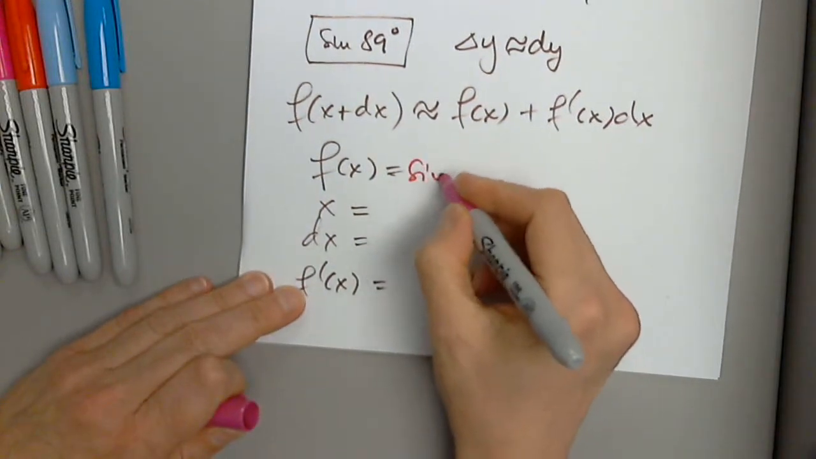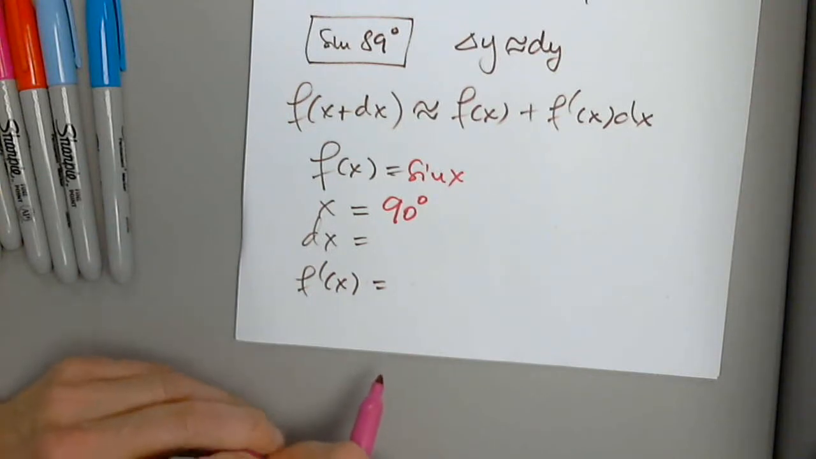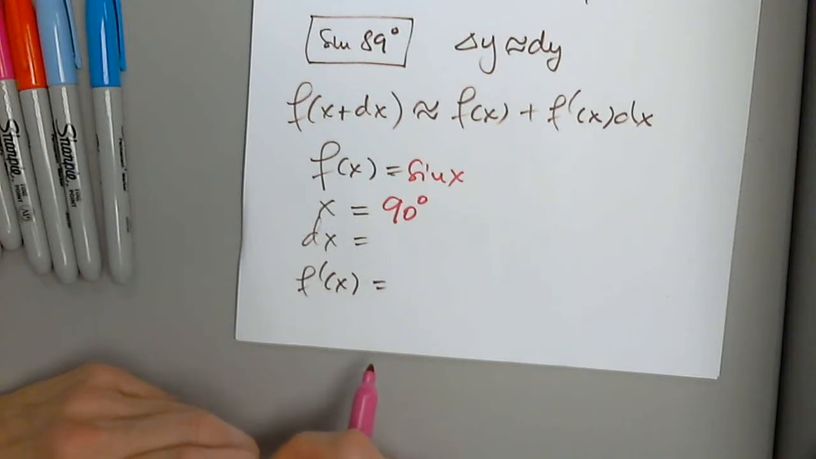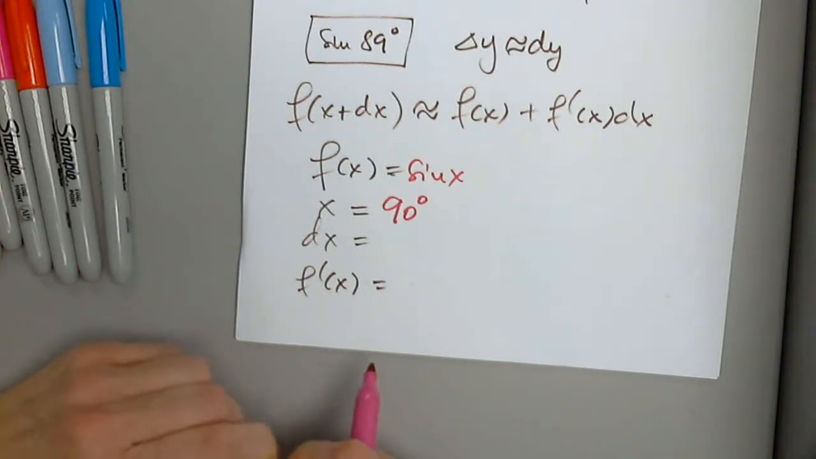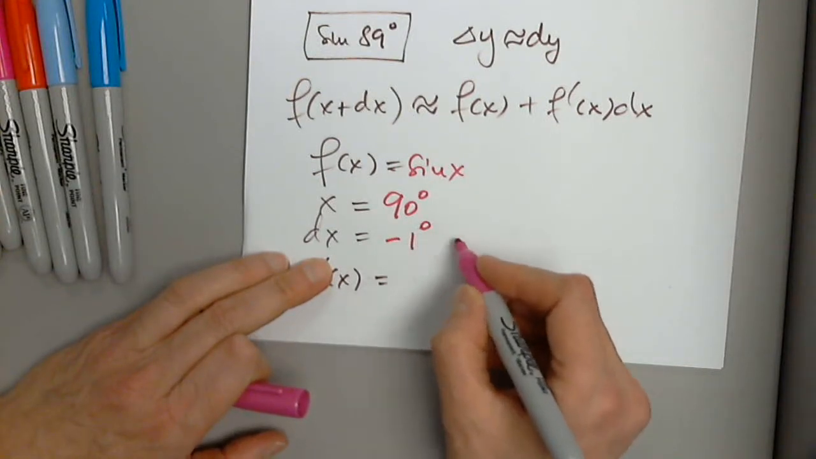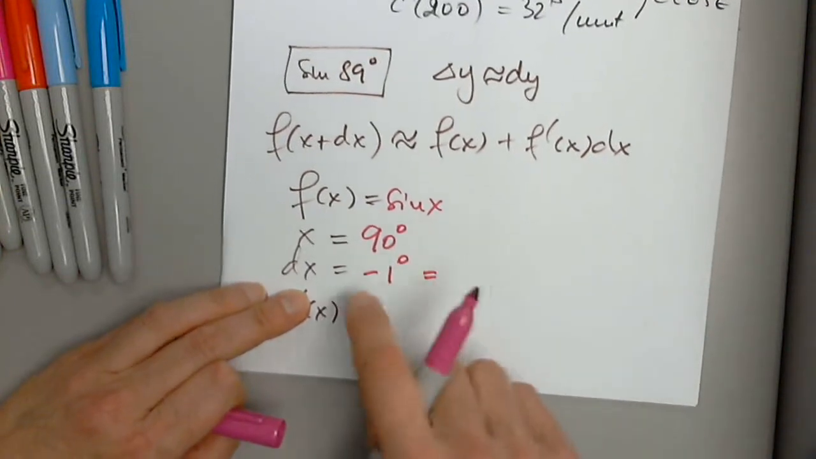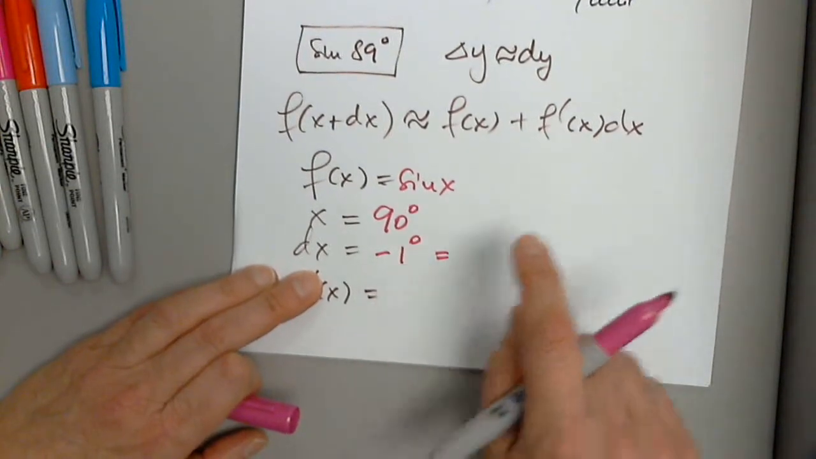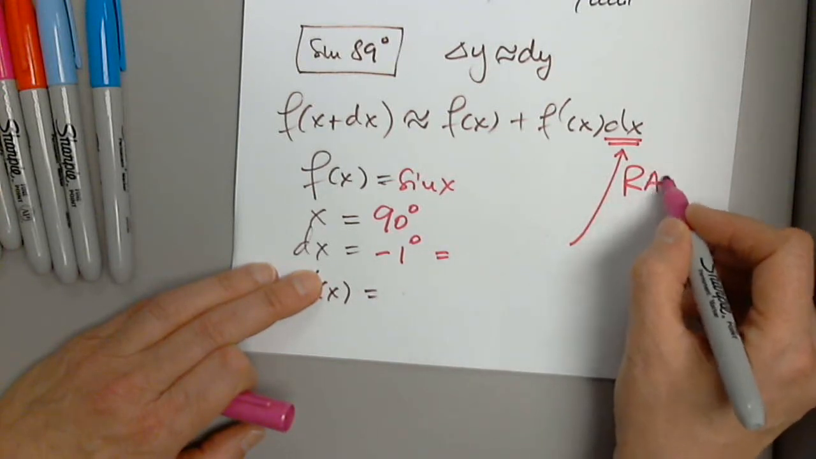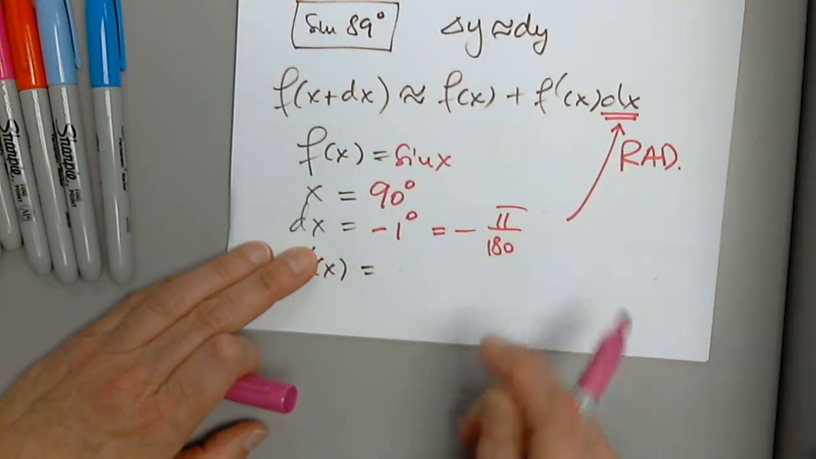F of x is sine x. X is 90, of course. Something that we are familiar with, and it's a nice number, an integer, and close to the angle that we have, which is 89 degrees. Good. dx, yes, it is -1, but remember, if it's inside a function, you can plug in degrees or radians. But here, dx must be in radians, not in degrees. So it's -pi over 180.